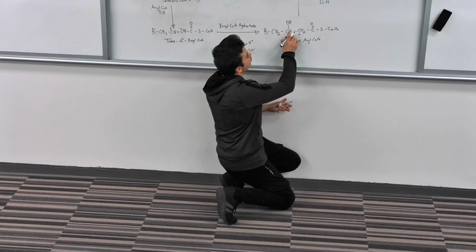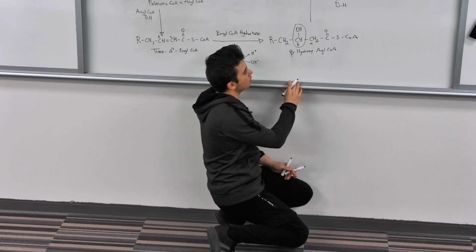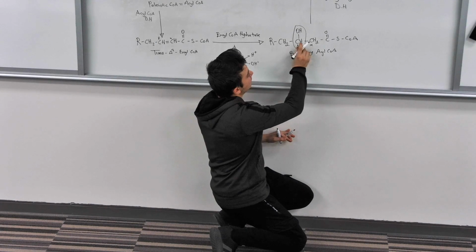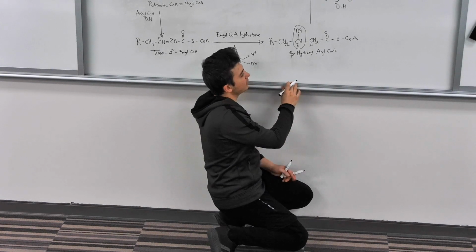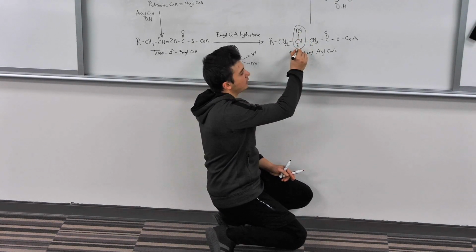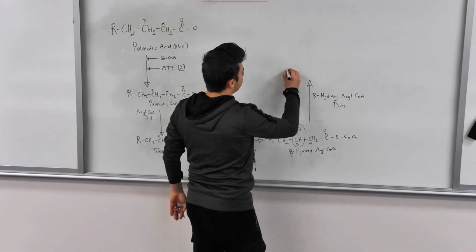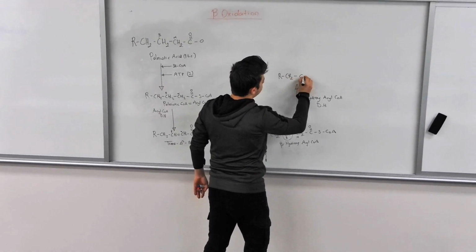I'm going to take two hydrogen atoms from this molecule. One of them is coming from this carbon, and one of them is coming from the hydroxyl group. I'm going to take two hydrogen atoms from this molecule, okay? And what is going to happen? Which molecule am I going to generate?